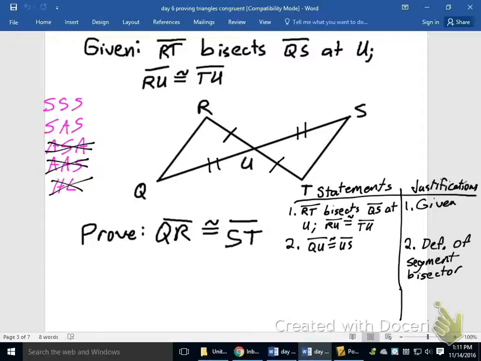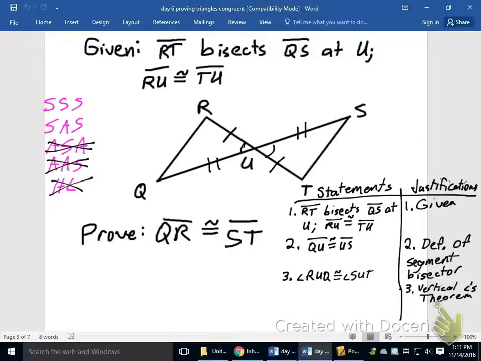Now looking at my figure, you should pick out these vertical angles here. So I'm going to go ahead and name those. That angle, RUQ, that's the one on the left, has to be congruent to angle SUT. And that's by vertical angles theorem. And I'm abbreviating a little bit since I'm running out of room rapidly.